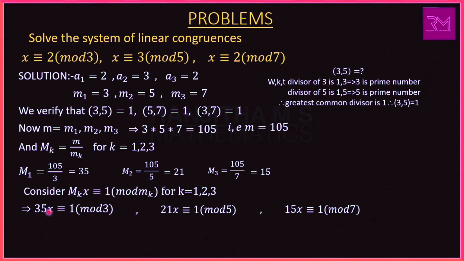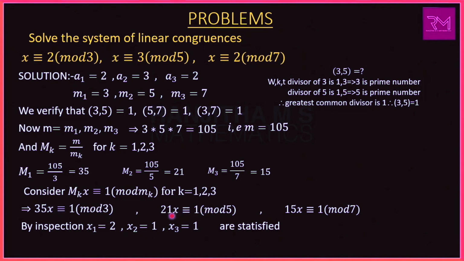So we take the next value. If we substitute x as 2, that becomes 35 into 2, which is 70. 70 is congruent to 1 mod 3. That implies 3 divides 70 minus 1, which is 69. Obviously 3 divides 69. Hence by the inspection method we take x1 as 2, because if we substitute x as 2, the congruence is satisfied.